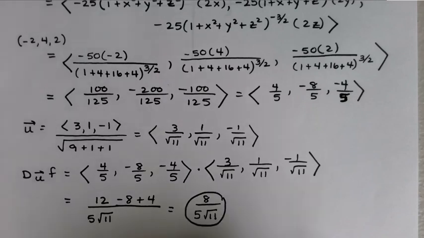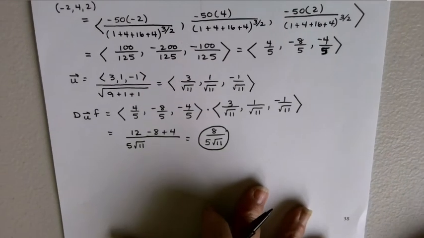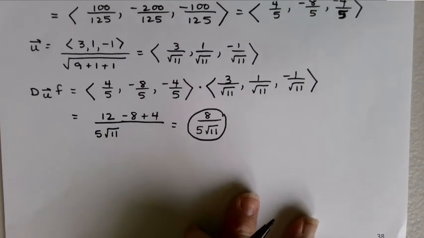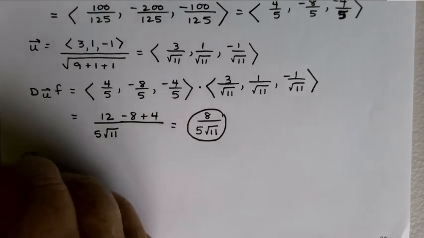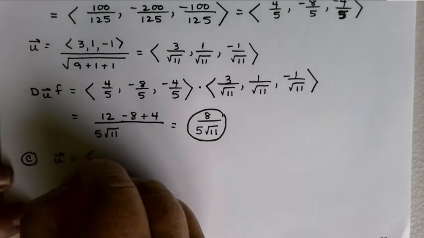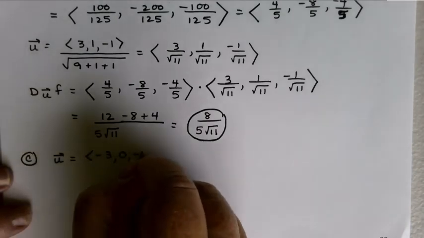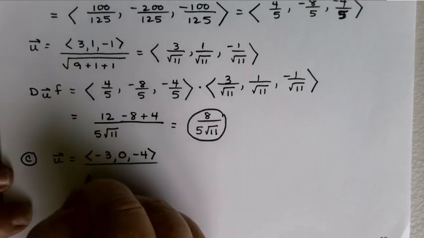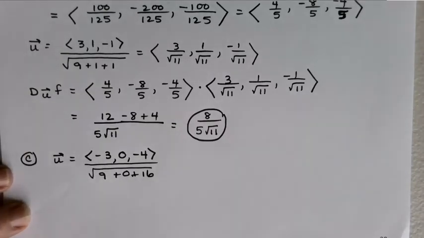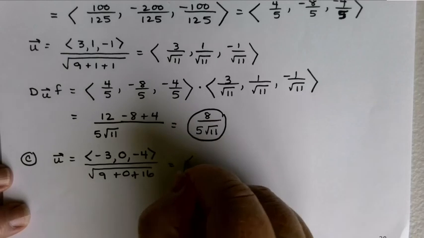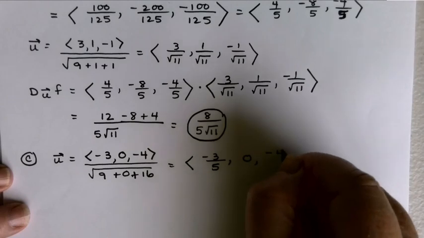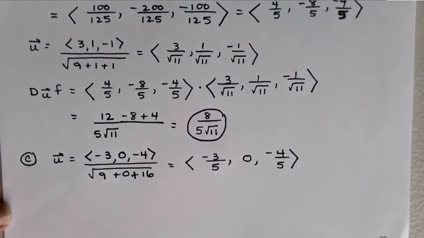All right, part C, same problem. The only difference is the direction. We would like to fly now in the direction negative 3, 0, negative 4. So the gradient vector won't change, but the unit vector has to be in the direction of negative 3, 0, negative 4. Denominator is the square root of 25, or 5. So negative 3/5, 0, negative 4/5 is my new unit vector.